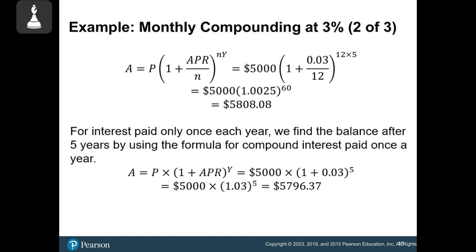If we only did interest once a year, we would go back to the initial formula we saw, not dividing by n here. You'll see that's 5,000 times the quantity 1 plus 0.03 to the 5th power. And this one will yield us $5,796.37. So again, we've shown that the more frequently you get interest, the more money you're going to earn.